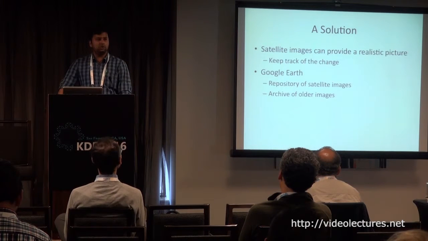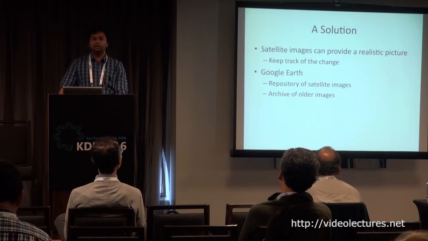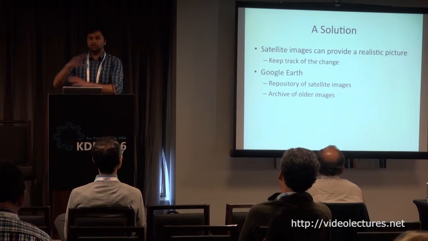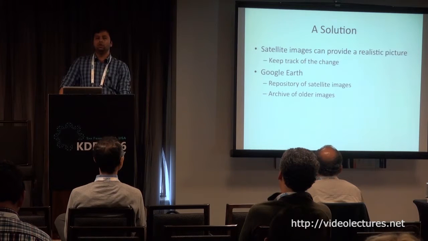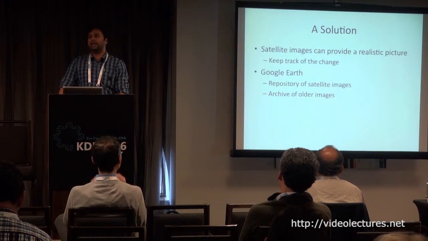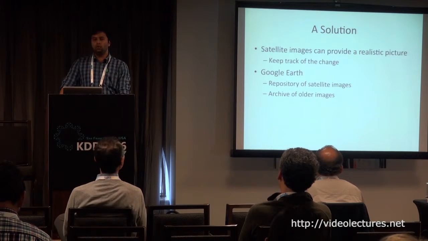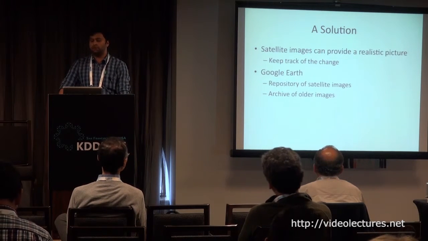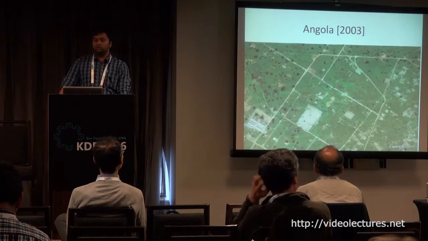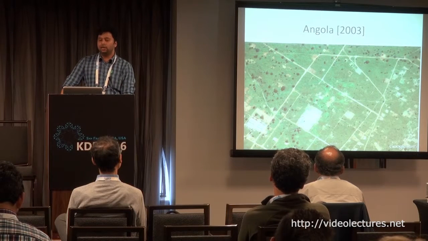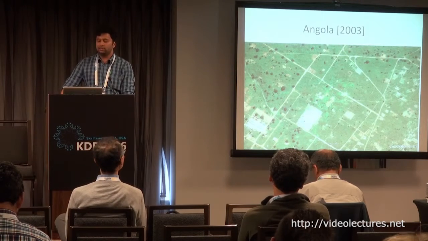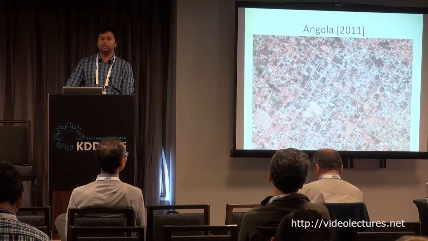So what we are proposing is that satellite images can give you a very clear picture of the situation in a region. We are using the Google Earth system, which is a repository of the latest satellite images across the world, along with an archive of historical images from the same region. To demonstrate the potential of using Google Earth satellite images, look at this satellite image from Angola taken in 2003 and see how it has changed drastically in the next 8 years.